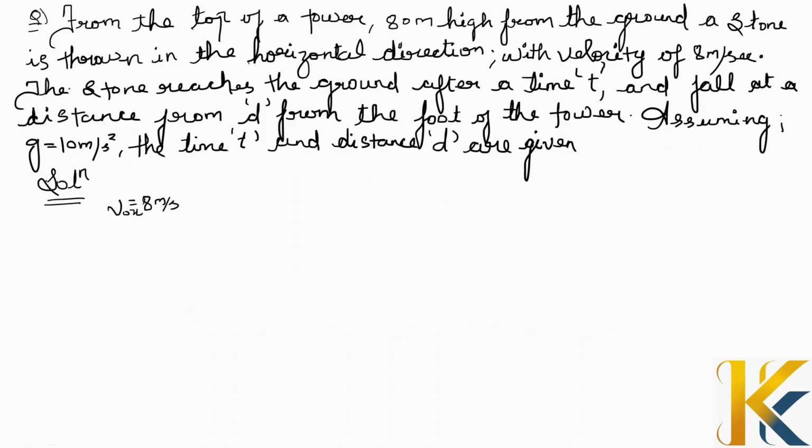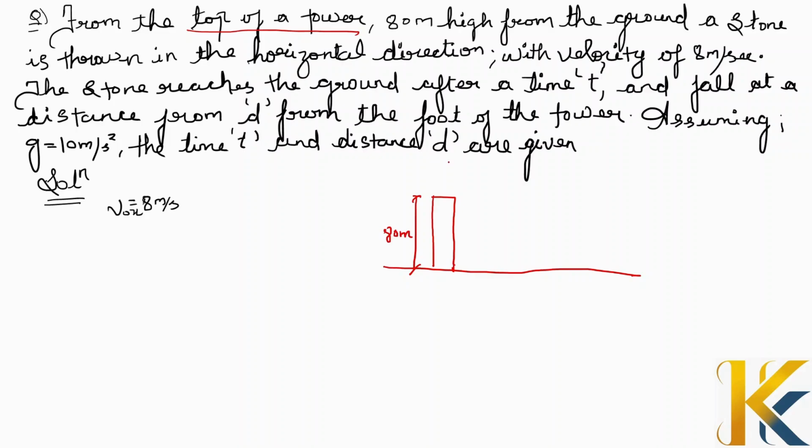Now, let us read the question first. What does the question say? From the top of a tower. That means I have a tower, and from the top of the tower, what is happening? The tower is 80 meters high from the ground. The height of the tower is 80 meters from the ground.